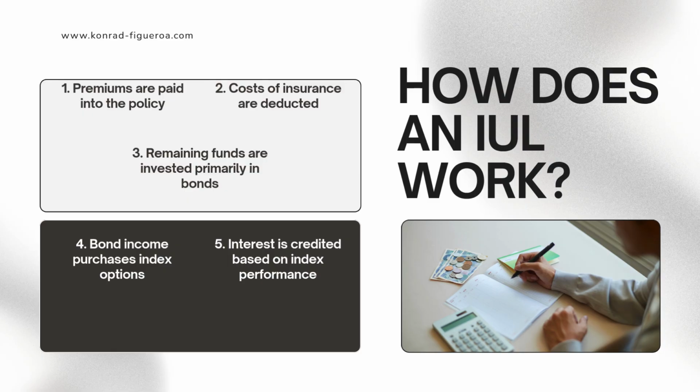Okay, so how does it work? When you pay money into an IUL, part of it pays for the life insurance. The rest goes into savings called cash value. The insurance company uses safe investments and links your savings growth to a stock market index such as the S&P 500. This means your money can grow when the market goes up, but it is not directly invested in the market.